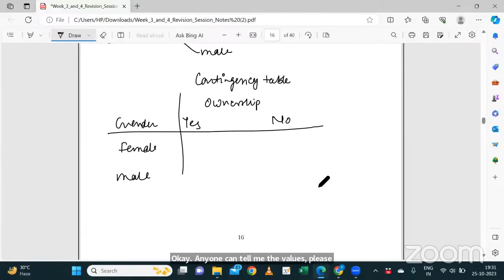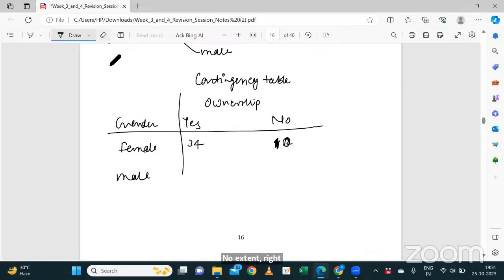For female, yes is 34 and no is 10. And for male, yes is 42 and no is 14. Okay, clear.